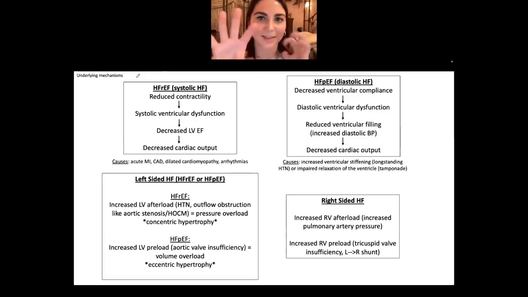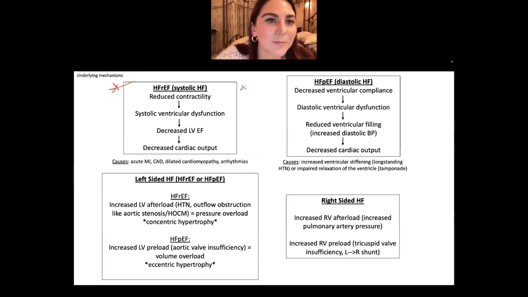I know there's a lot on here. I should have had these pop up separately, but whatever. So we'll start here. Our HFrEF, heart failure with reduced ejection fraction. You can think of this as systolic heart failure. What happens is there's reduced contractility. This leads to systolic ventricular dysfunction, so issues pumping blood out, decreased left ventricular ejection fraction, leading to decreased cardiac output. Causes of this reduced contractility can be something like an acute MI, coronary artery disease, dilated cardiomyopathy, arrhythmias, stuff that we've already talked about.